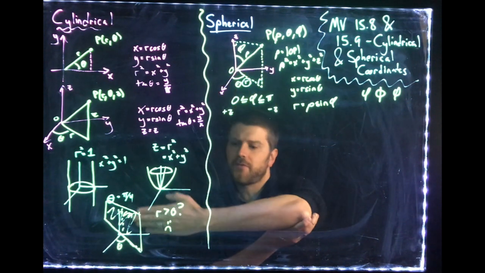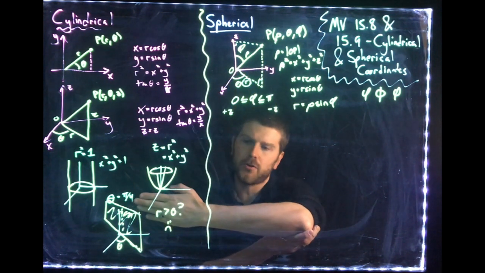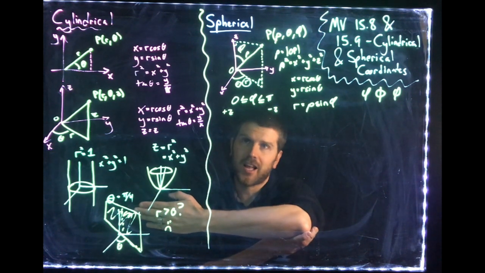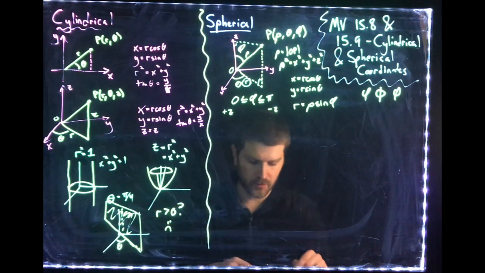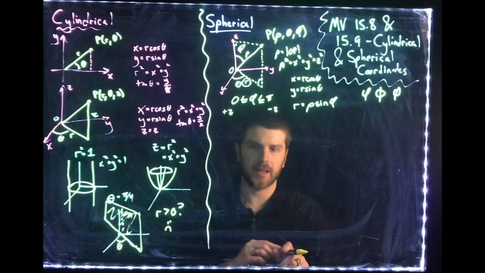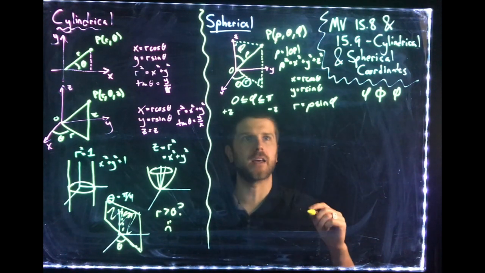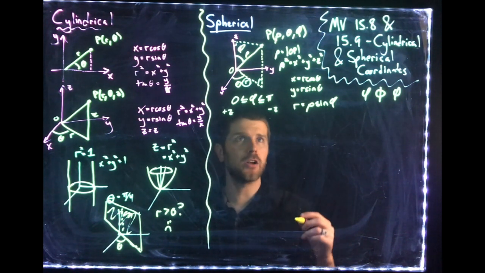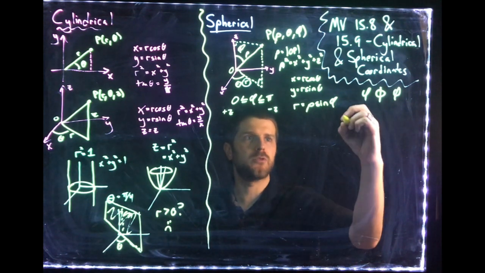If phi is pi over 2, then our point's just going to lie in the xy plane. So phi and r will be exactly the same. And that's actually going to give us our full set of conversions here. They look a little intimidating at first, but don't be too scared by them.